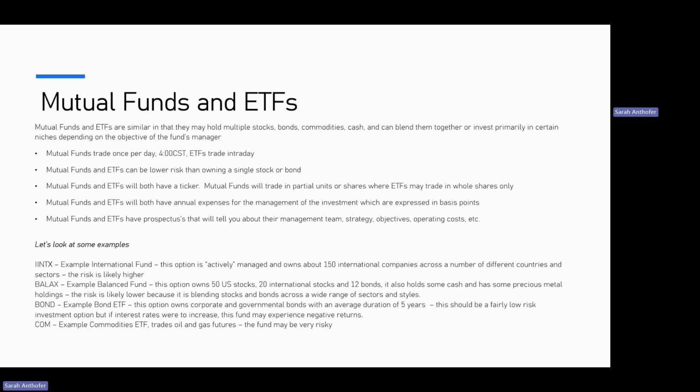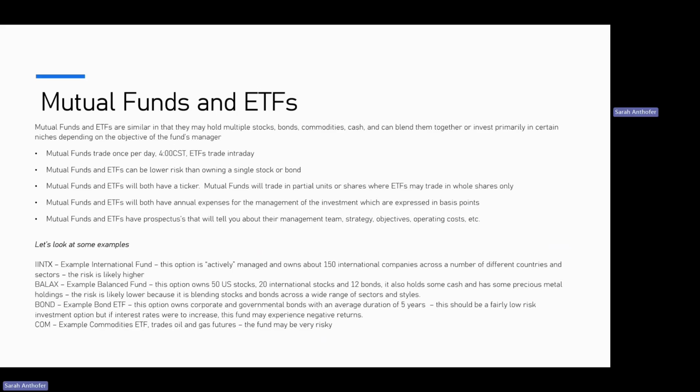The risk in this kind of investment option is likely a little higher, right? Because I'm going to be investing internationally. And even though I've got a little bit more diversification than I would if I just bought a single international stock, in this example, I'm still investing in international. So it's probably going to be higher risk.